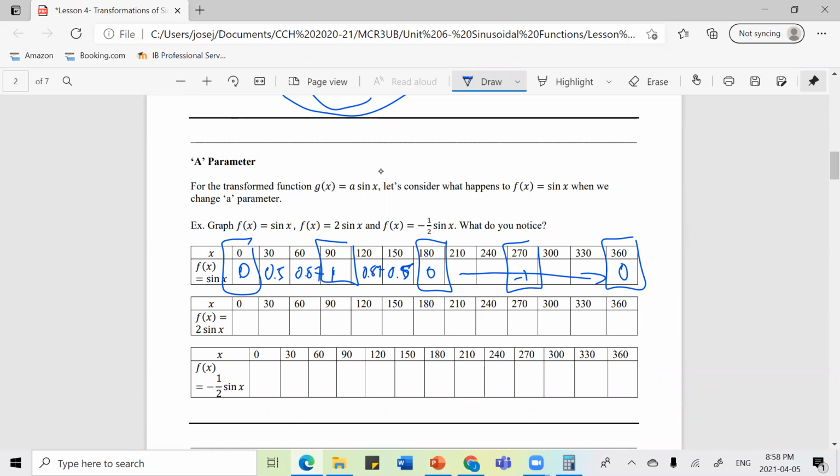So what we're going to do here is simply find out what the y value is for the function 2 sine x. That means, and again, the order matters, I'm going to find the sine of the angle, and then I'm going to multiply it by 2. So be really careful with the order you're doing it in.